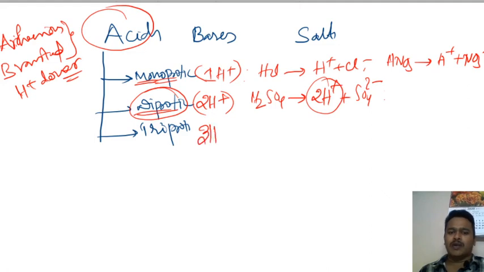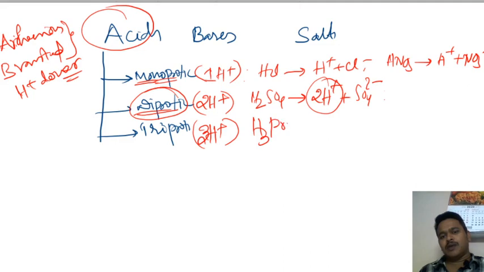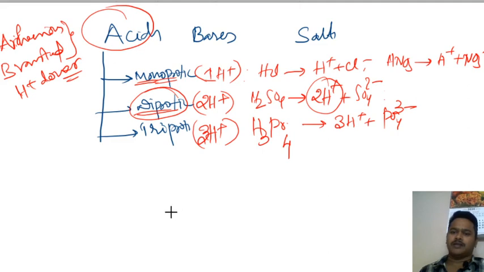Triprotic means three protons will come. Generally H3PO4: here three protons will come, giving 3H plus and PO4 3 minus. In this fashion you can classify acids, based on the number of protons released. Other classifications are also based on the same thing.